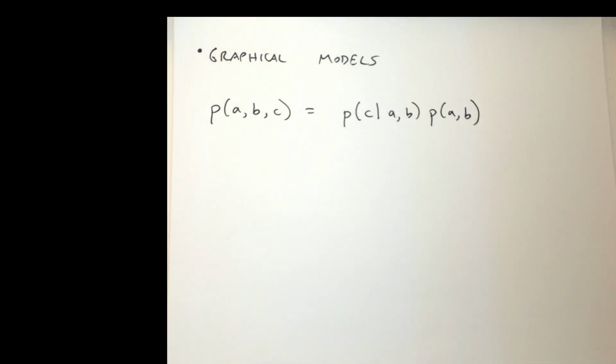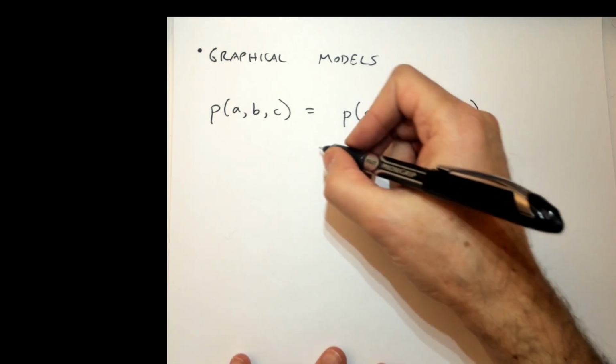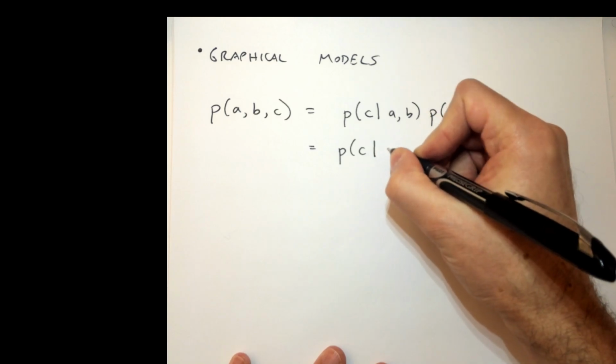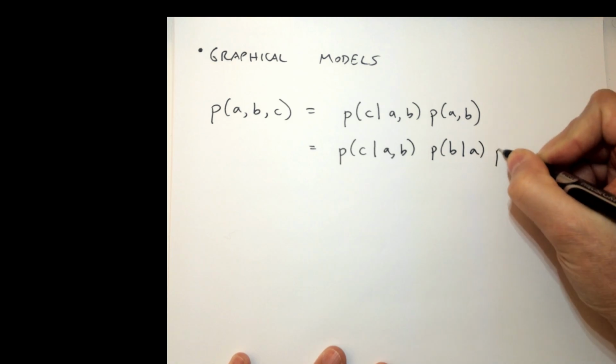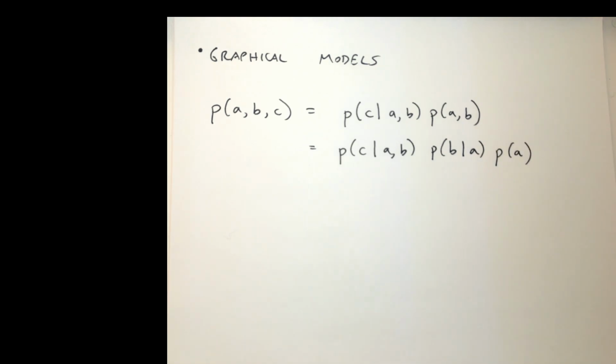That's just the way that probability works, right? And then I could further break that down by saying, okay, I've got this conditional part, and I could say this is the probability of B given A times the probability of A, right? So this is just something that we could have done in our undergraduate level probability class. And graphical models are a clever way of representing these relationships with a picture.